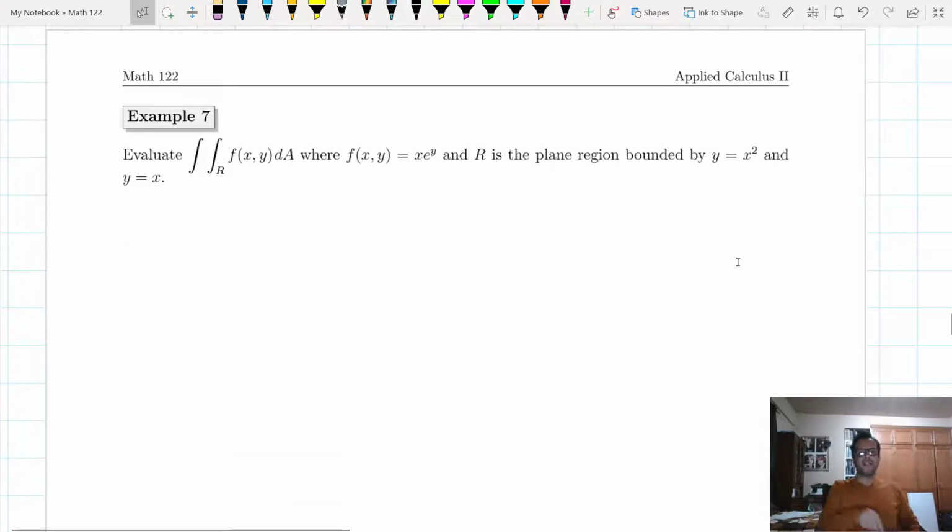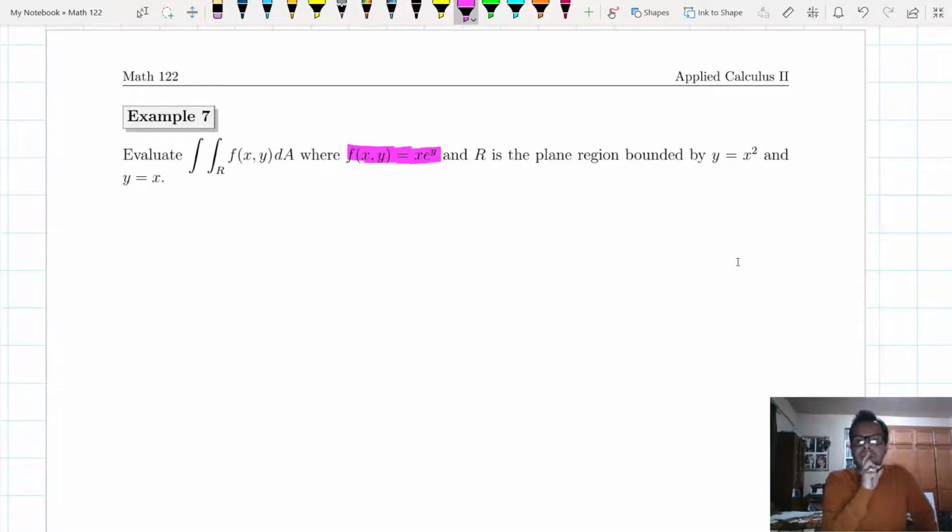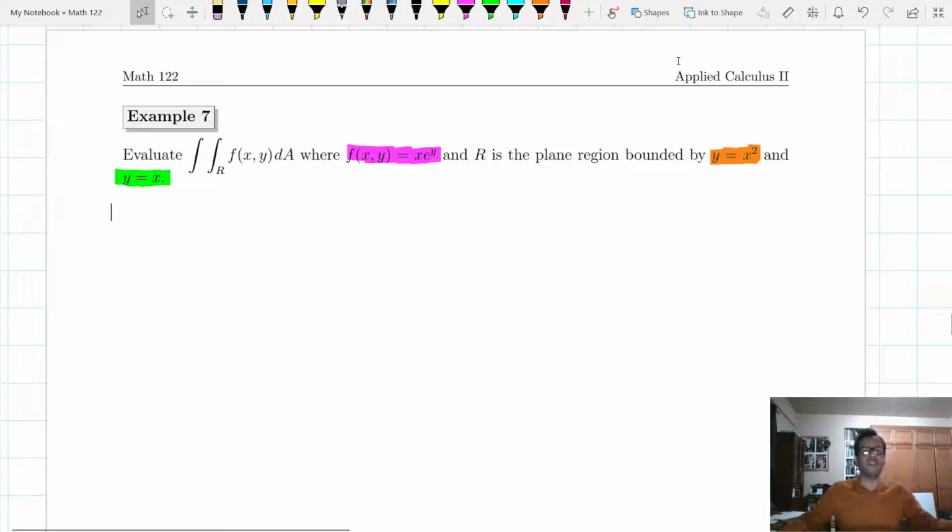So now we are asked to evaluate this double integral that will represent the volume under the surface f of x equals x e to the y, right? In which R is the plane region bounded by y equals x squared and y equals x. That's all the information they're giving us, right? That's a very typical problem. In this case, they're not giving us a limit from 0 to 5 or 1 to 2, whatever. In this case, it will be our job to find the intersection points.